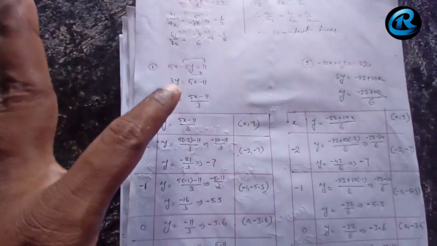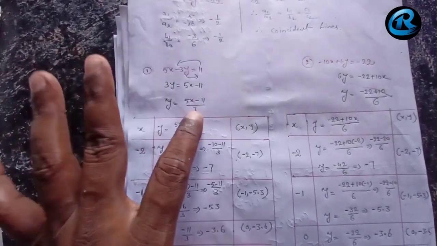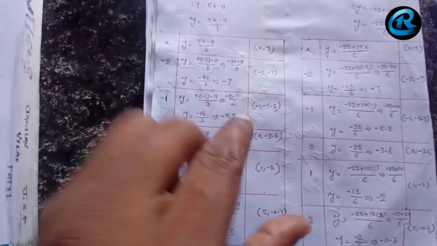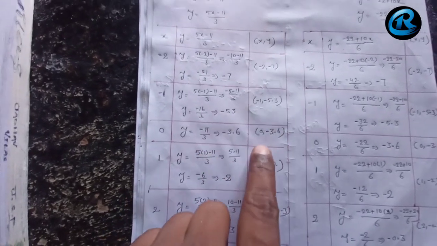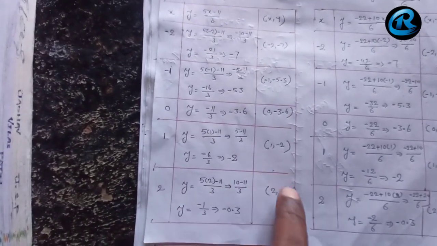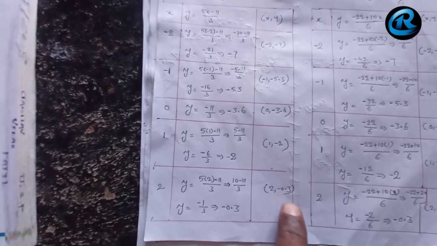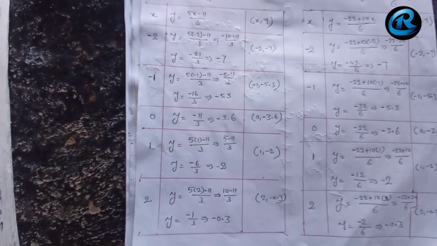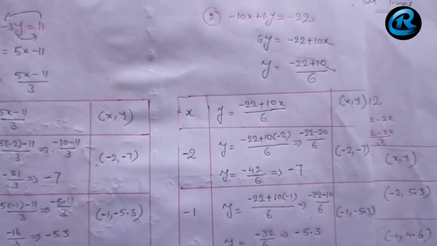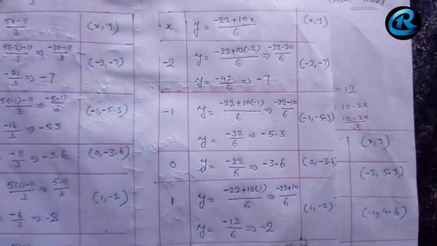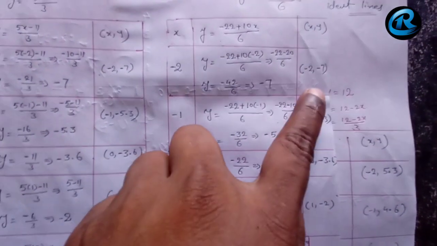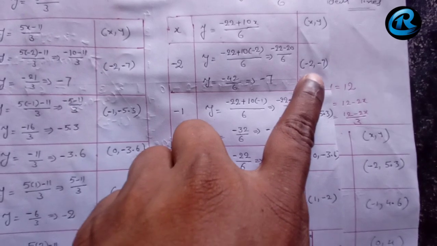So directly you know the process now how to do it. See, make it y equal to 5x minus 11 by 3, and find the 5 solutions here. Here the 5 solutions are minus 2 comma minus 7, minus 1 comma minus 5.3, 0 comma minus 3.6, 1 comma minus 2, 2 comma minus 0.3 values. Okay, then from the second equation also make it y equal to, and by substituting values at x equal to minus 2 we got y equal to minus 7, that is minus 2 comma minus 7.